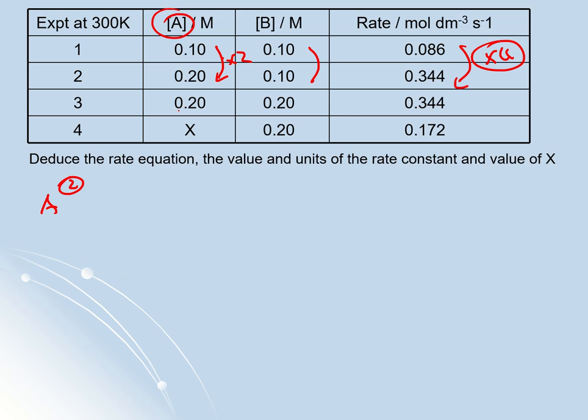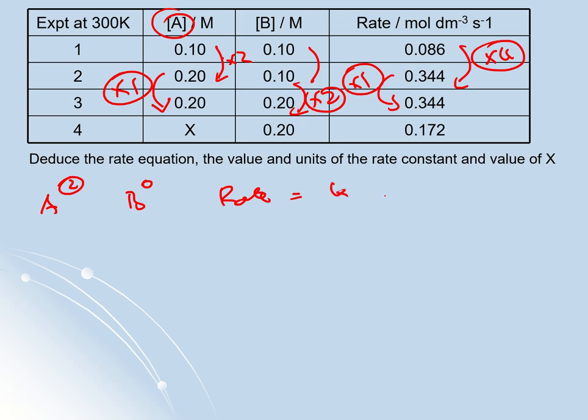Okay, let's look at working out B. Well, I'm going to use 2 and 3, because that stays the same, and that has doubled. This has stayed the same, so therefore B is 0 order. So my rate equation is going to be rate equals K times A, square brackets always, squared, B, square brackets, 0. Don't need to put that in really, but up to you.